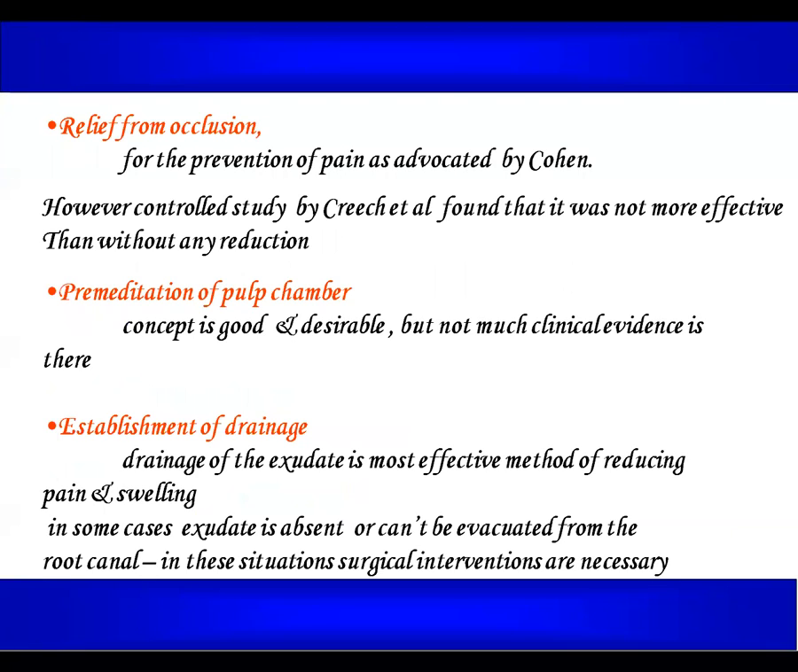Relief from occlusion for the prevention of pain is advocated by Cohen. However, a controlled study by Crick found that it was not more effective than without any reduction. Pre-medication of pulp chamber concept is good and desirable, but not much clinical evidence is there. Establishment of drainage of the exudate is the most effective method of reducing pain and swelling.